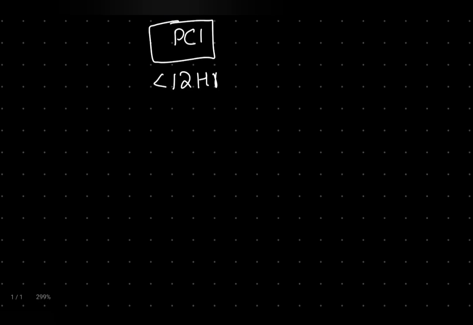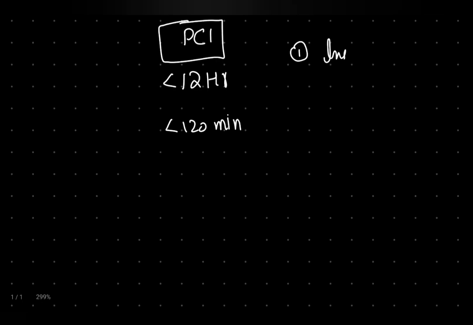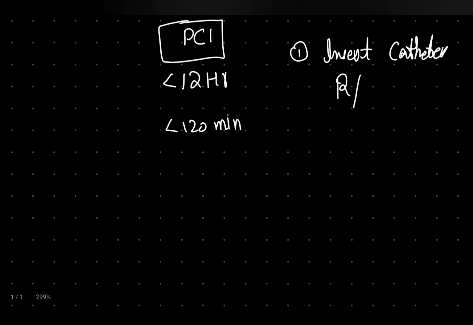If PCI is available in less than 120 minutes, then we will do emergent coronary angiography and PCI. First, we insert a catheter in the radial or femoral artery. Then we thread it up to the coronary arteries.